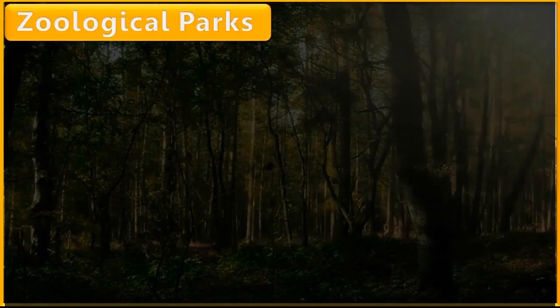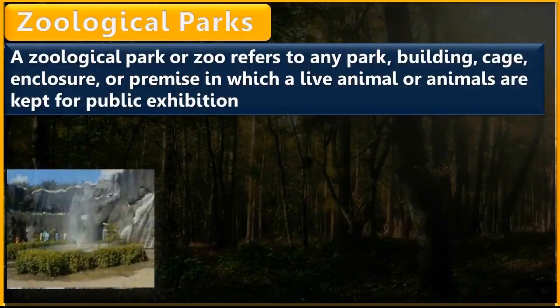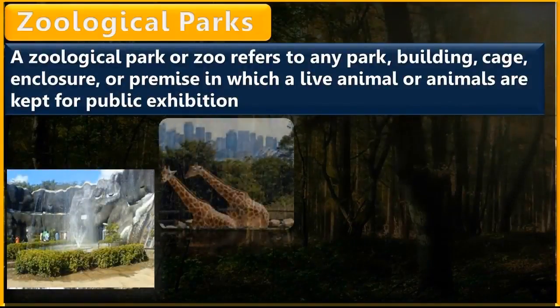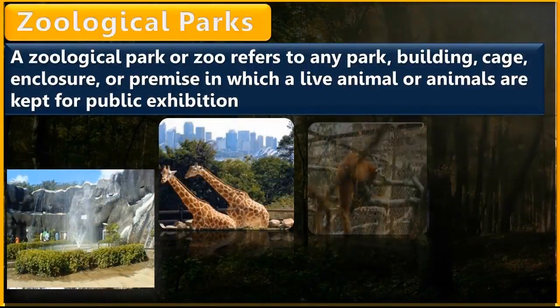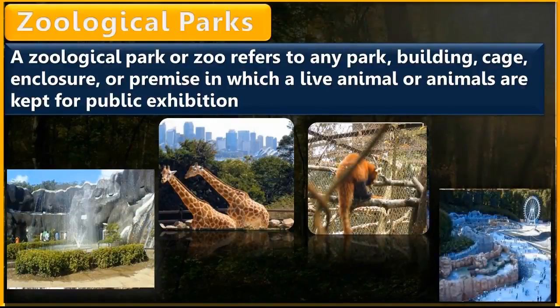Zoological parks. A zoological park or zoo refers to any park, building, cage, enclosure or premise in which a live animal or animals are kept for public exhibition. Zoos play a major role in creating awareness among common people about the need to conserve nature. Some zoos serve as breeding centers for some rare or endangered animals.